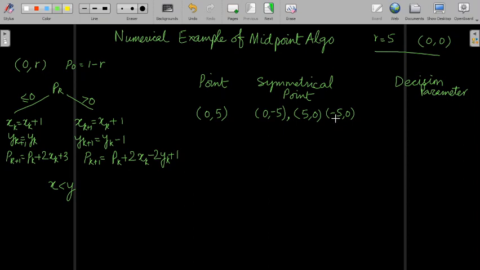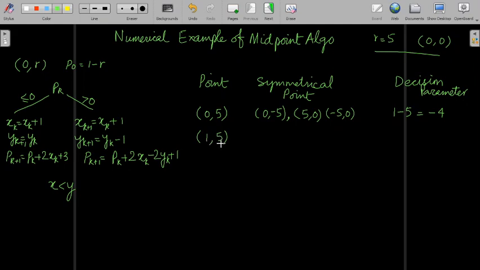After obtaining these three points out of symmetry, we now calculate the value of the decision parameter. So the decision parameter for the first time is equal to 1 minus r, 1 minus 5. This comes out to be minus 4. Now the decision parameter is minus 4, means negative, less than 0. So we will go through this branch, and in this branch we will calculate the coordinates of the next point using these equations. So x will be incremented and y will have no change in it.